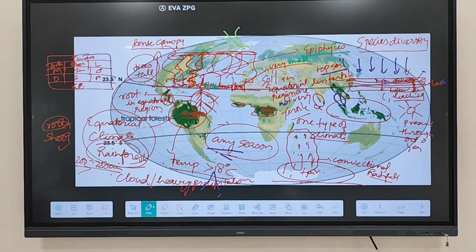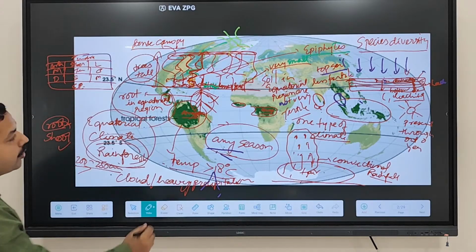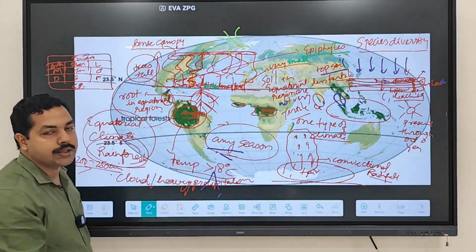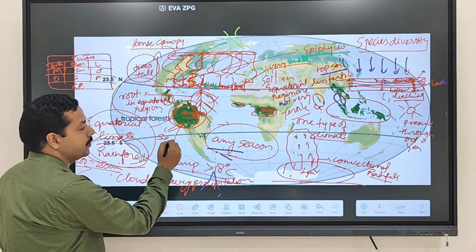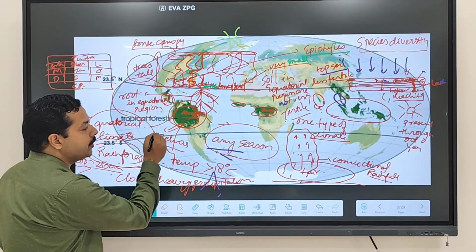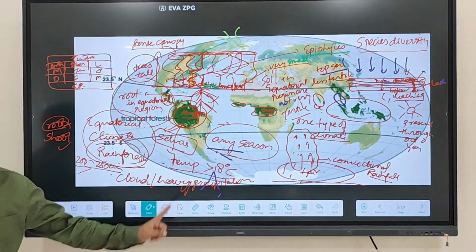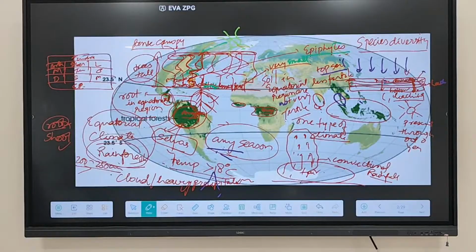Clear? In the Amazon region, this Amazon forest that you are seeing here, the forest is so dense that the equatorial forest is referred to as selvas. So in the Amazon region, in the Brazilian region where forests are so dense, it is referred to as selvas. Fine. Clear? Any doubt regarding this one?